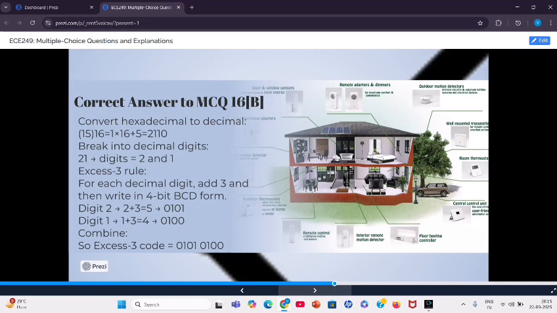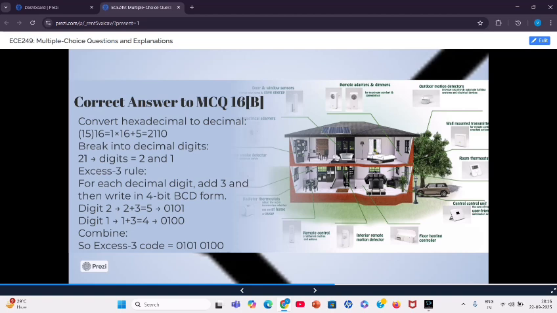Now let's see how to do this. Convert hexadecimal to decimal. 15 is given in hexadecimal, and we have to convert it into decimal. 21 is the decimal of 15. How to convert? 16 raised to power 0 multiplied by 5 plus 16 raised to power 1 multiplied by 1 is equal to 21. When we convert 15 hexadecimal into decimal, it will be 21 in decimal.